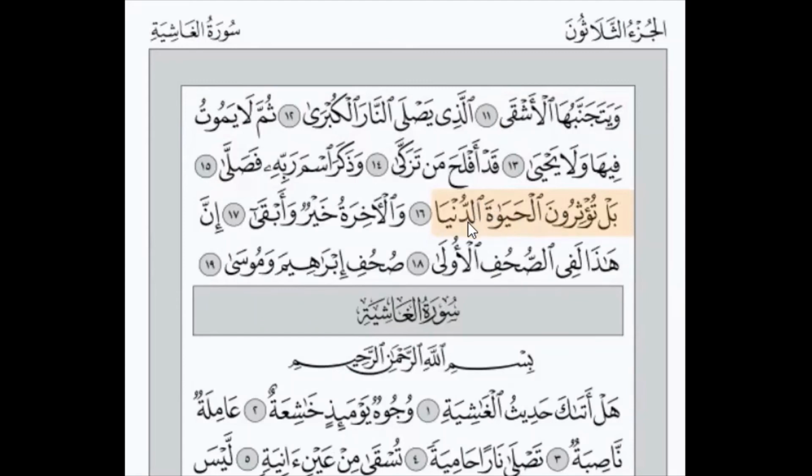Ad-dunya, lam shamsiya is what we have here. You merge it into the dal. So the ruling is idgham shamsi, merging. Dal has a dhamma. There's nothing to be said there except that you should observe the shadda.